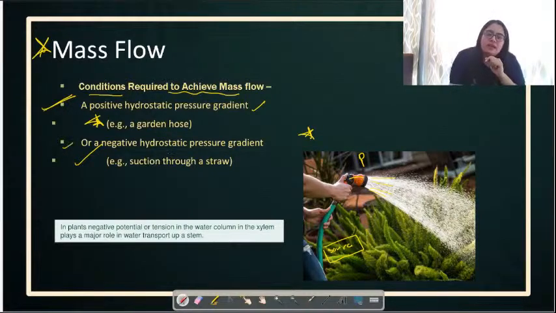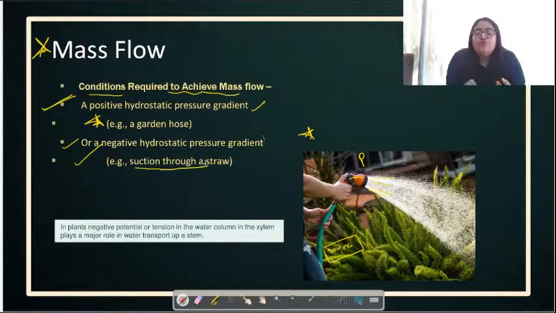Now let us take another example where a negative hydrostatic pressure gradient helps in moving the substances in bulk or creating the mass flow, and that is the suction through a straw.